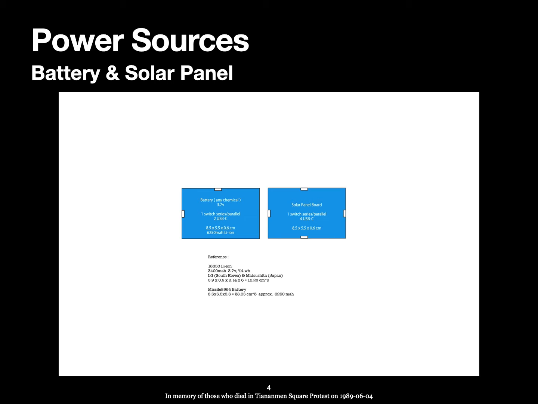Next, it is the solar panel board. It will be the same size, but with 4 USB-C connectors. Again, it is restricted to the same physical dimension. Both the battery and the solar panel board would come with a switch that would allow multiple batteries or multiple solar panel boards, or a mix of both, to be connected in series or in parallel.